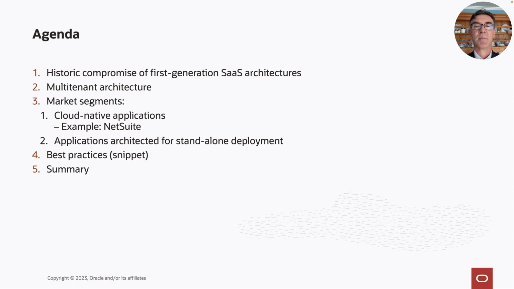I'll set the scene by explaining the historic compromise of first-generation SaaS architectures, and then I'll talk about the architecture of Oracle Multitenant. Next, we'll look at two major market segments for SaaS applications: cloud natives and more mature applications, typically architected for standalone deployment on premises. Before summing up and moving on, I'll provide a snippet of best practices.